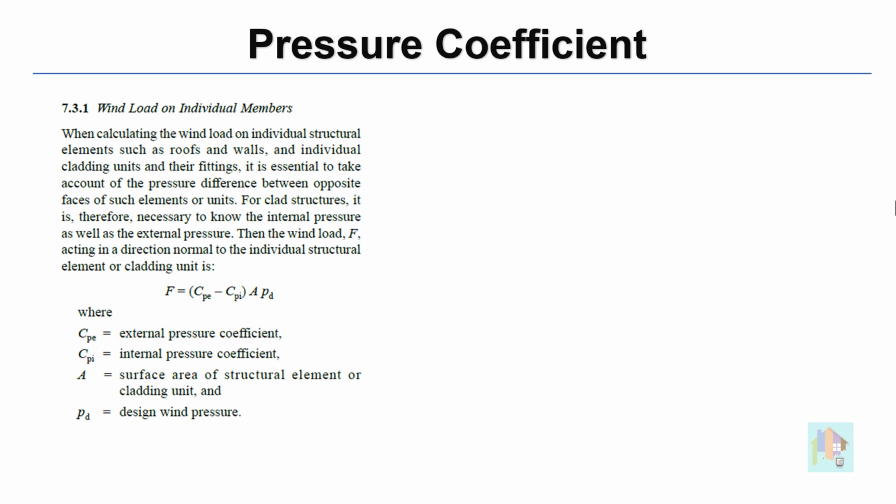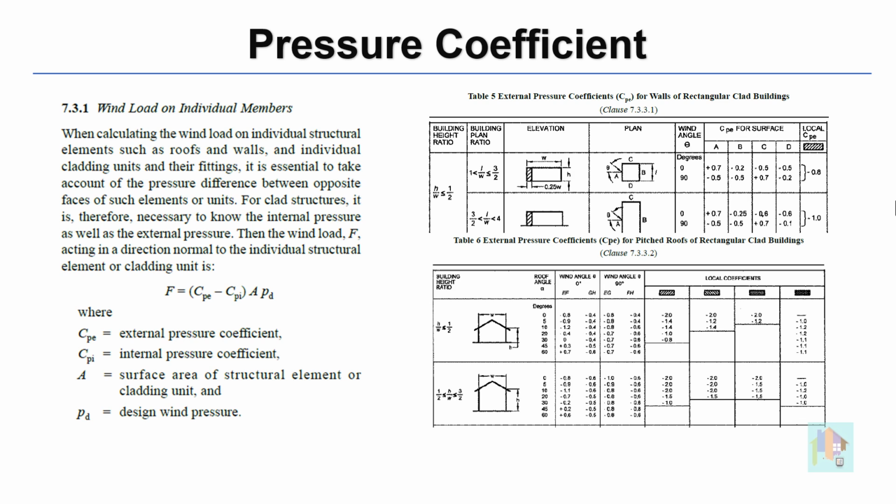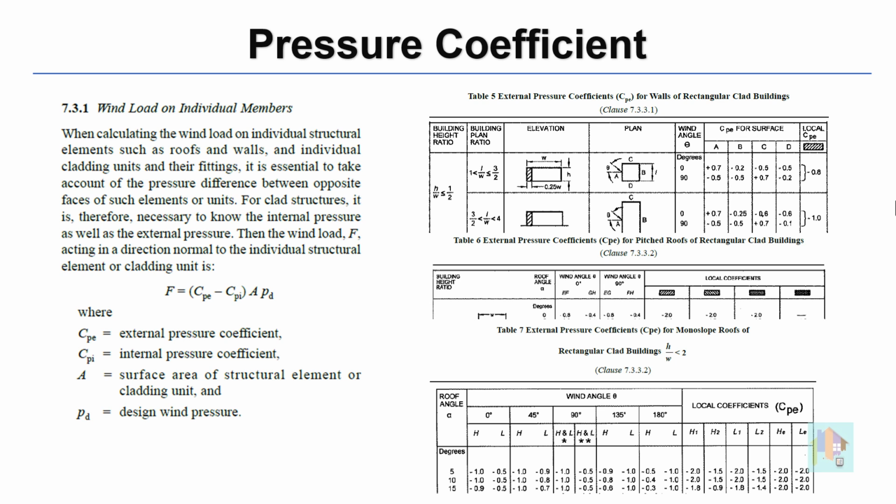How these pressure coefficients are calculated and used for analysis is a large topic, and I am not going to cover it today. Rather, I will only discuss how we can find the correct value from the relevant table. CPE for the wall of a rectangular clad building is available in table 5. For any structure with a sloped roof, we need to use table 6 for pitched roof and table 7 or 8 for monosloped roof like a bus set or railway platform set. There are other tables as well, from 9 to 24, for different shapes of roof.